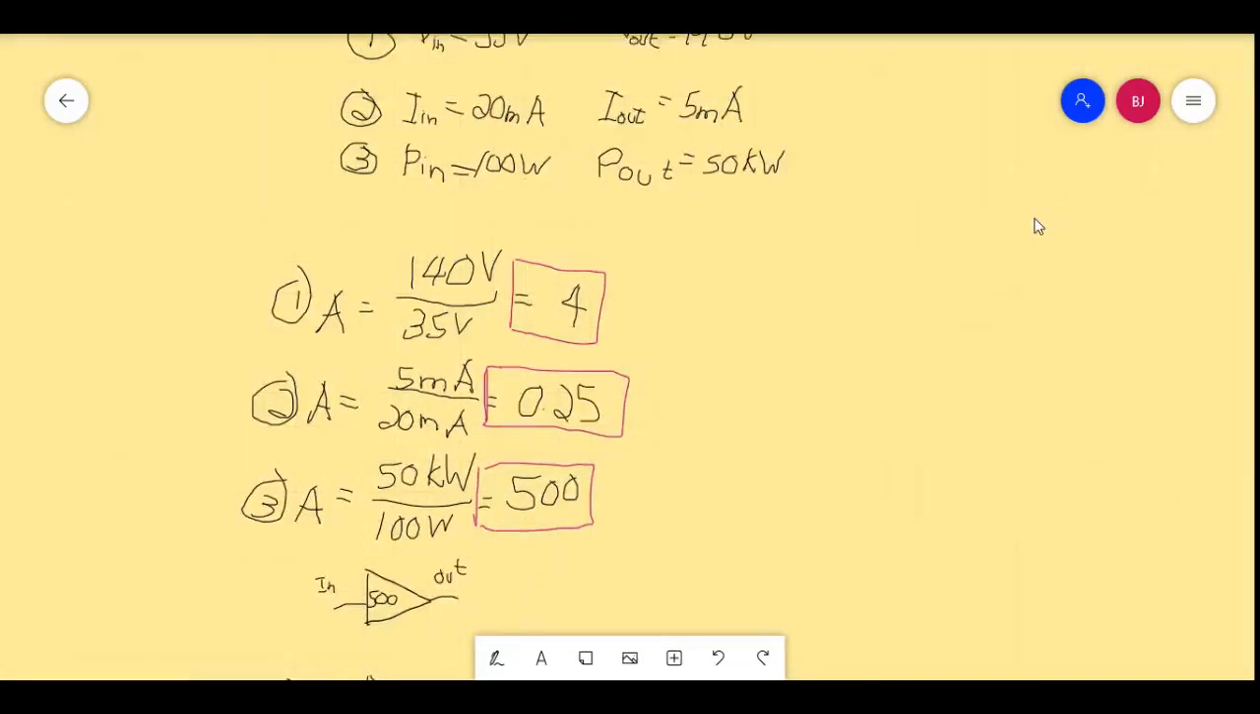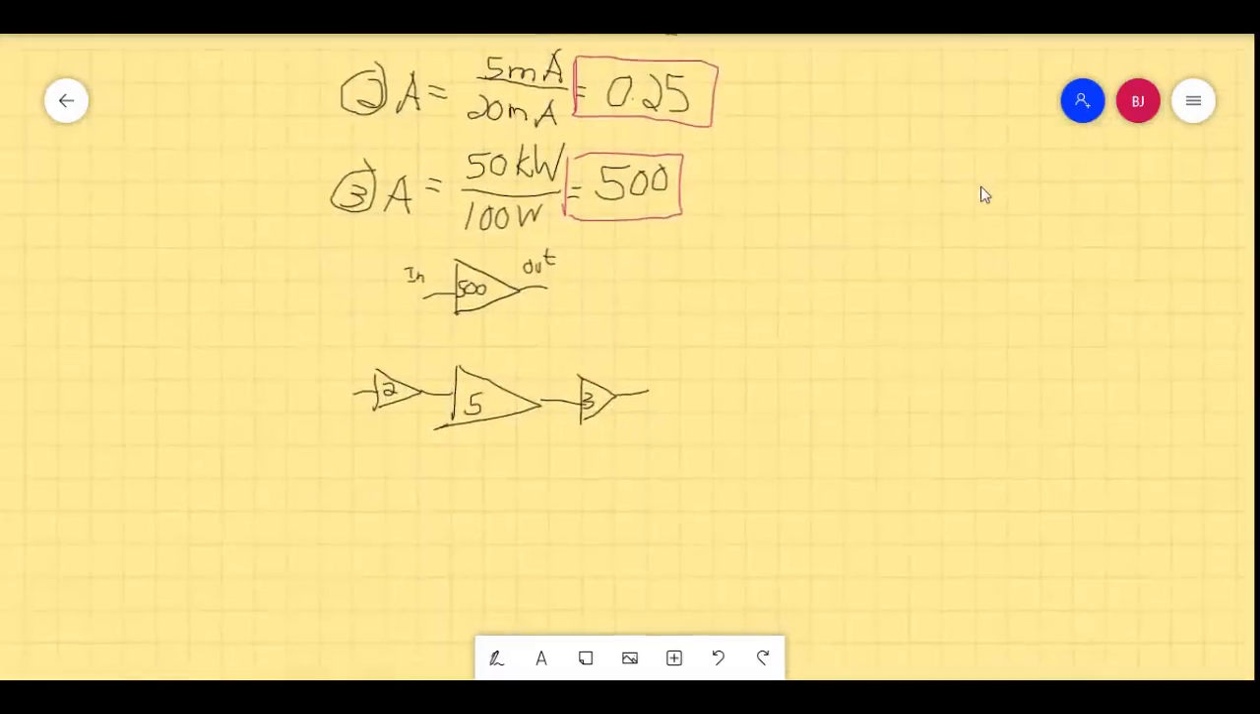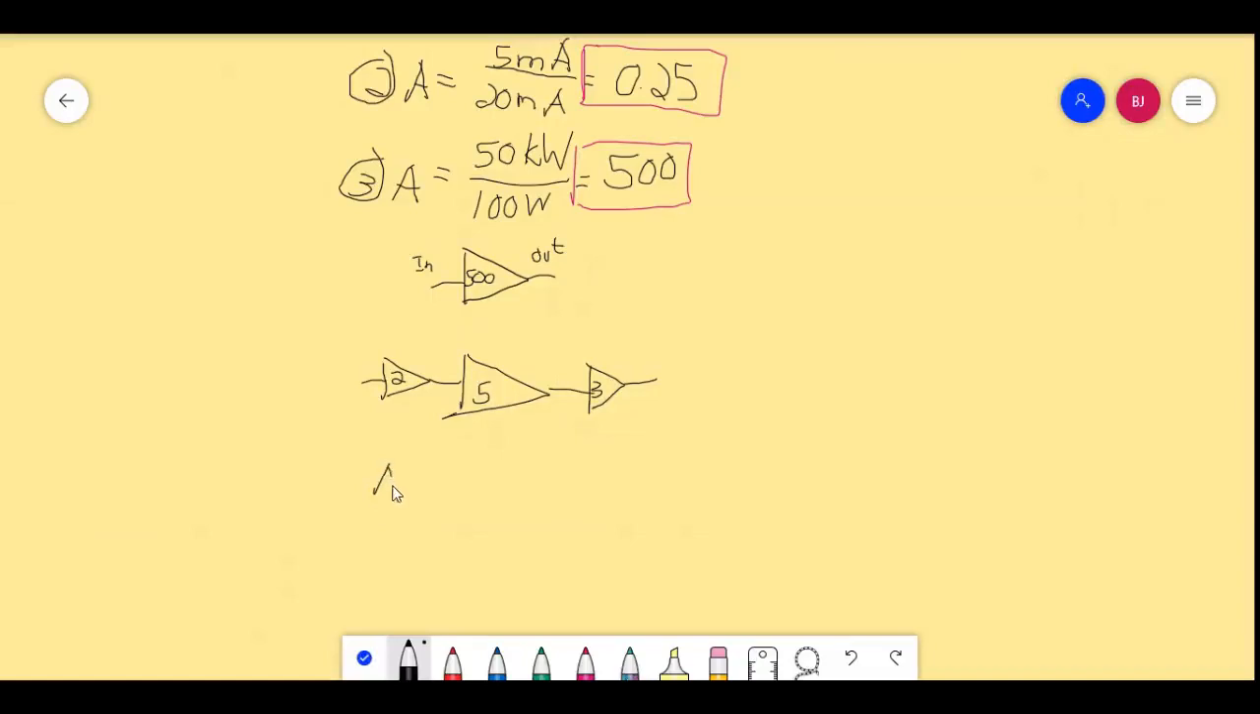So from the formula here, we can see that the total gain is just we multiply the gain of each and every amplifier. So A1 multiplied by A2 and A3. So in this case, in order to get total gain, it's just as easy as multiplying 2 with 5 and 3. So therefore, the total gain would be 30 in absolute terms. Okay?